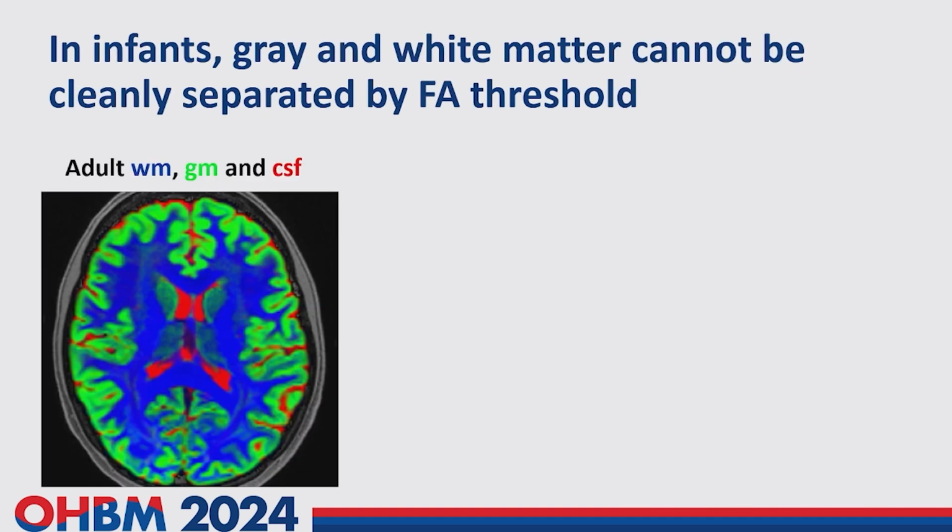And just to demonstrate that, here's an example. So in this image that you're seeing here, the white matter, gray matter, and CSF were automatically segmented based on differences in FA. And as you can see in this adult data set, this is working really well. So the blue areas are the white matter, and that pretty much matches what we would expect to see.